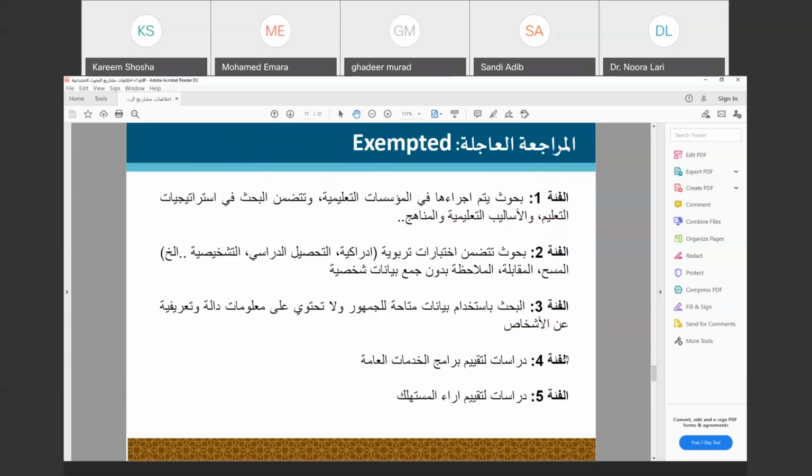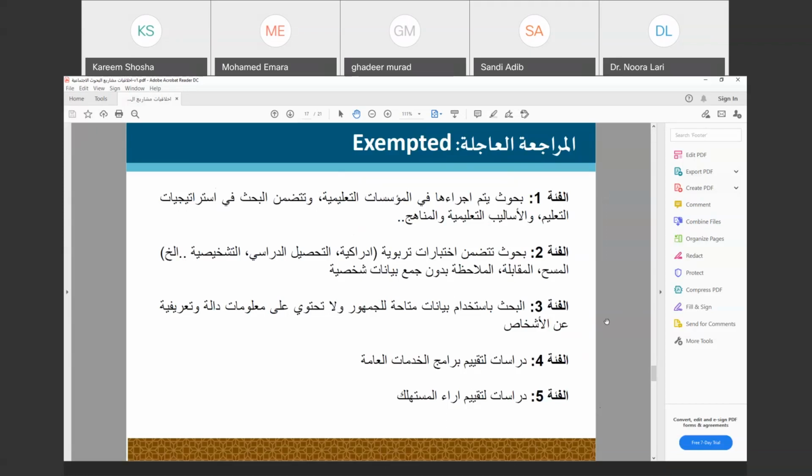هذا بشكل عام الفئات التي تندرج تحت المراجعة العاجلة (exempted). أغلبية البحوث في المدارس والمؤسسات التعليمية التي تحتوي على أسئلة عن استراتيجيات التعليم والأساليب التعليمية والمناهج، والعينة دائما المعلمون والمعلمات، أو إجراء اختبار على الطلاب والطالبات، اختبارات تربوية إدراكية، أو التحصيل الدراسي من خلال المقابلة أو الملاحظة، كلها مراجعات عاجلة ومعفاة (exempted) من عملية المراجعة.